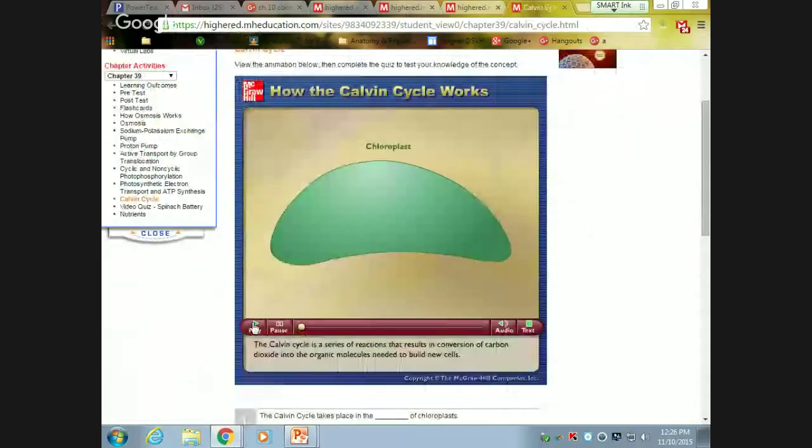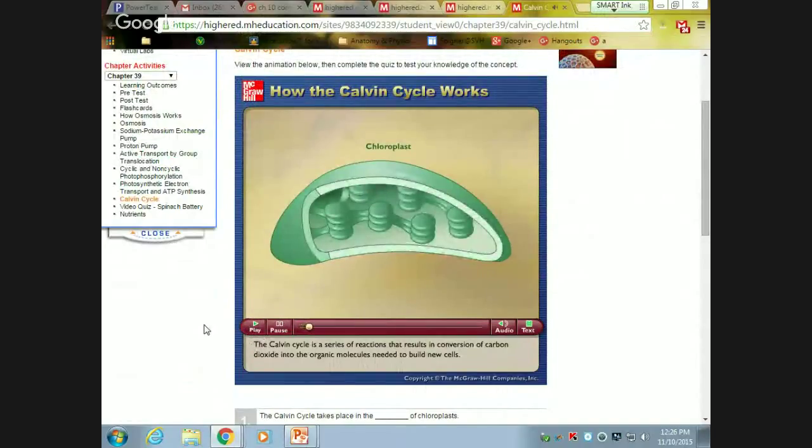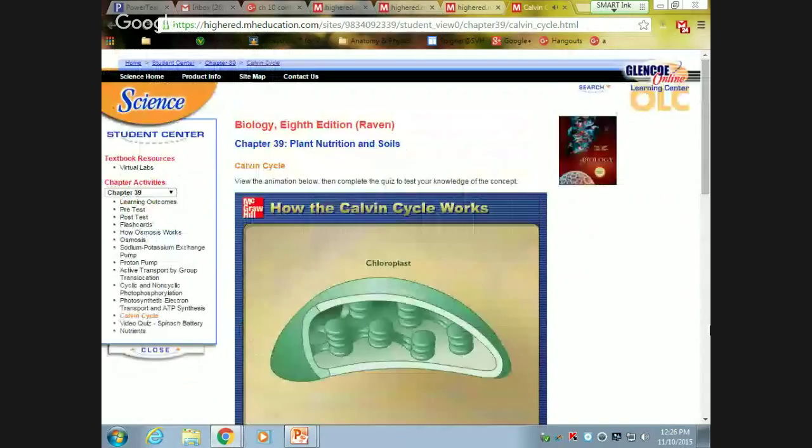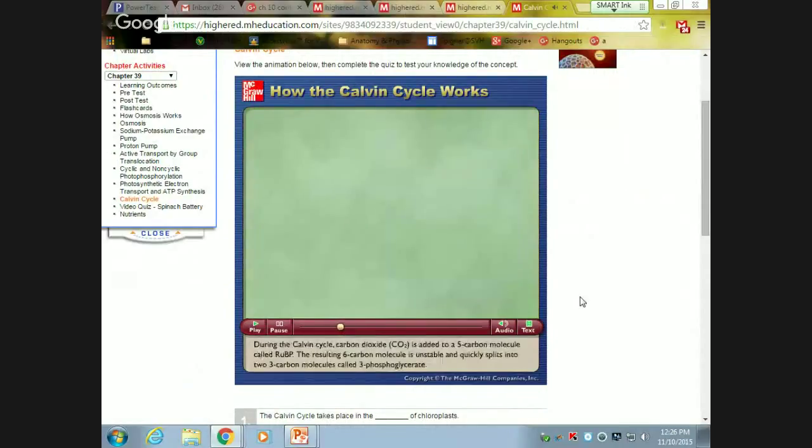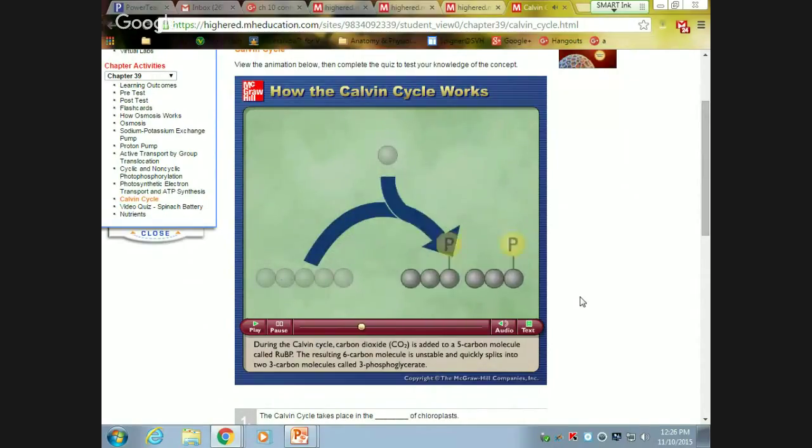Y'all ready? Listen. The Calvin cycle is a series of reactions that results in conversion of carbon dioxide into the organic molecules needed to build new cells. It occurs in the stroma, which is the area of the chloroplast surrounding the thylakoid membrane. During the Calvin cycle, carbon dioxide, CO2, is added to a 5-carbon molecule called RuBP. The resulting 6-carbon molecule is unstable and quickly splits into 2 3-carbon molecules called 3-phosphoglycerate.